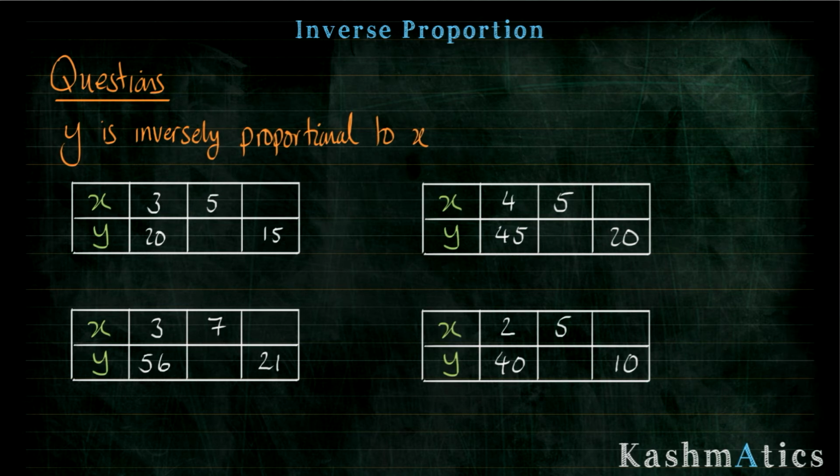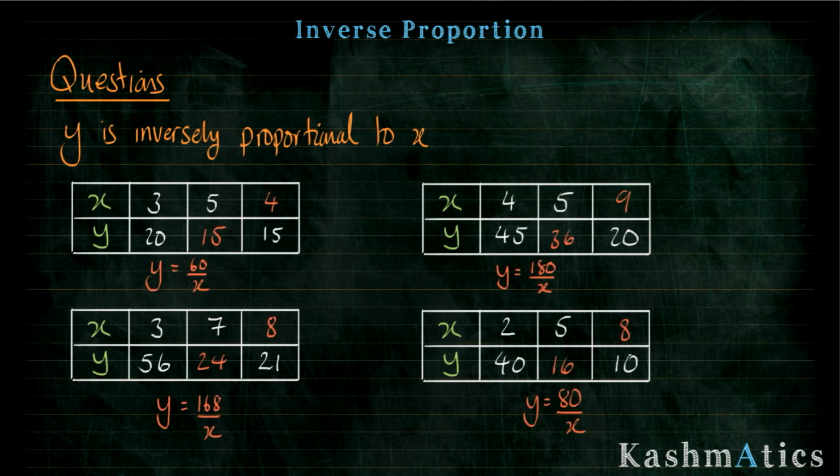So the answers are coming up in 3, 2, 1, and there you go. Okay, so those are the missing numbers and the relationships between y and x.